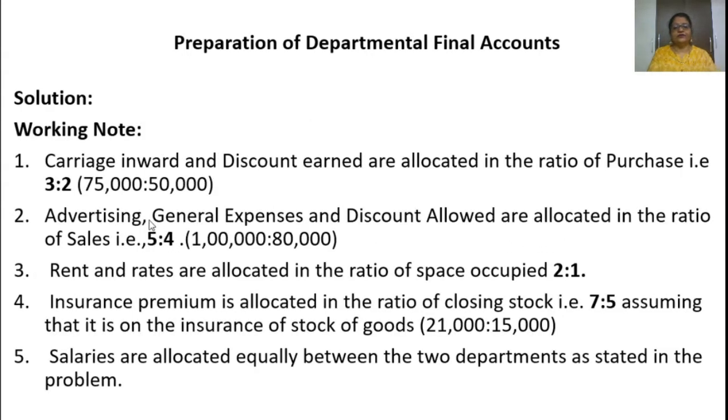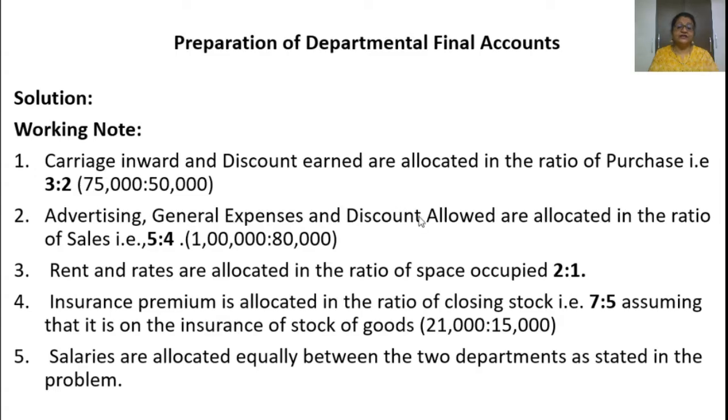Before we go for preparation of the trading and profit and loss account, let us understand which ratio is used for allocating the different common expenses. Carriage inward and discount earned are allocated on the basis of purchase ratio. The net purchases are 75,000 for Department A and 50,000 for Department B, so the ratio is 3:2. So carriage inward and discount earned are allocated in 3:2 ratio.